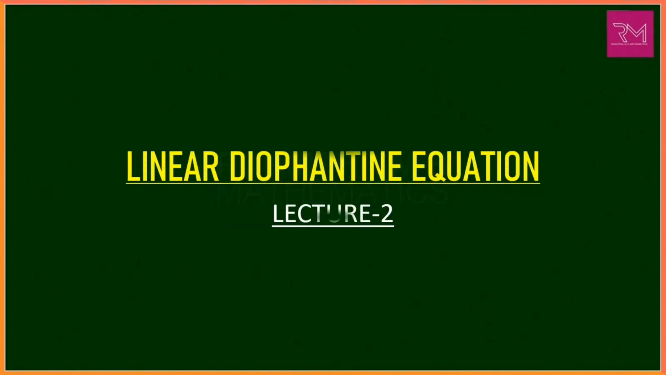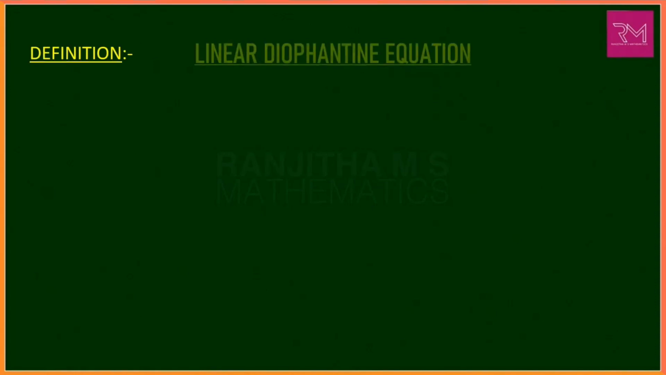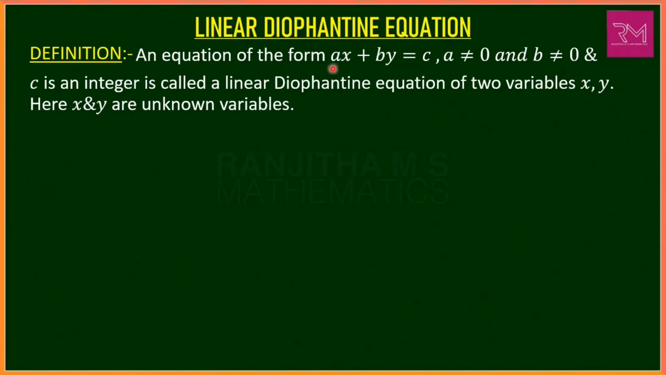In this video, we are going to study about linear Diophantine equation. First, let us understand the definition of linear Diophantine equation. An equation of the form ax + by = c, where a ≠ 0 and b ≠ 0 and c is an integer is called a linear Diophantine equation of two variables x and y. Here, x and y are unknown variables.